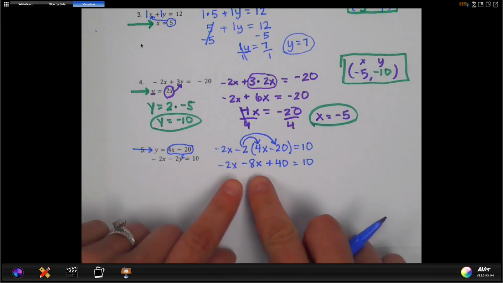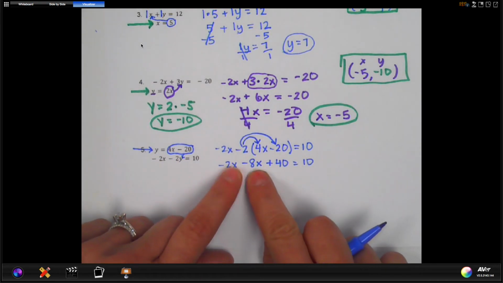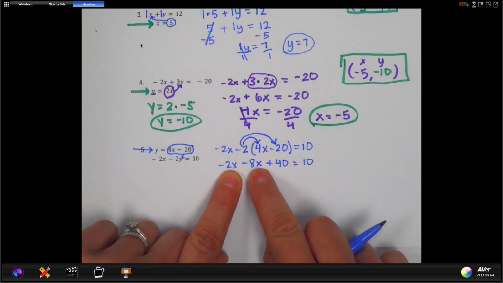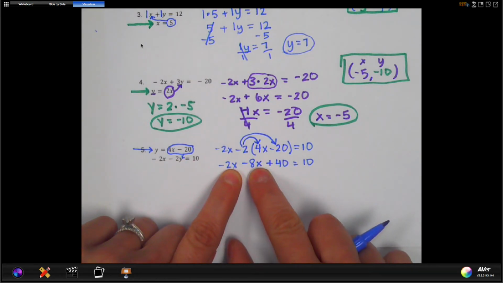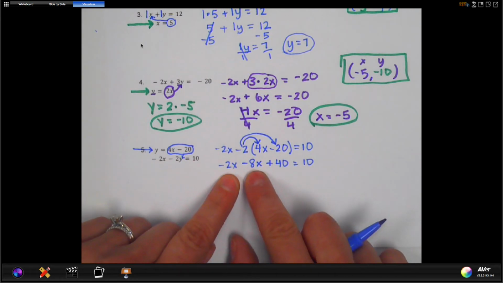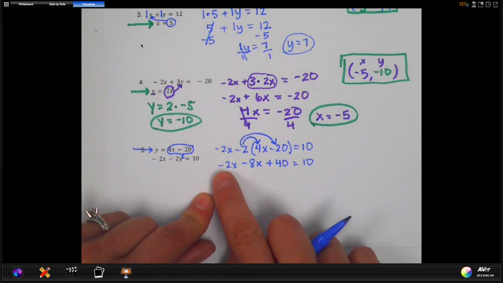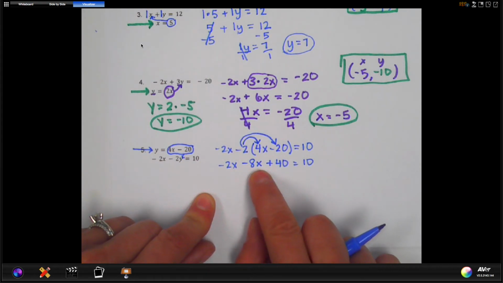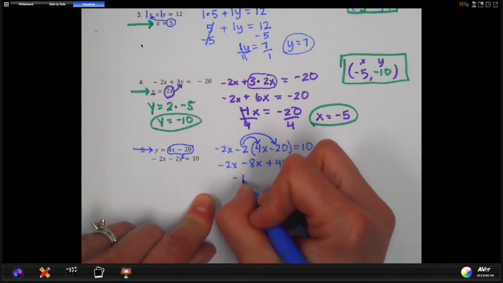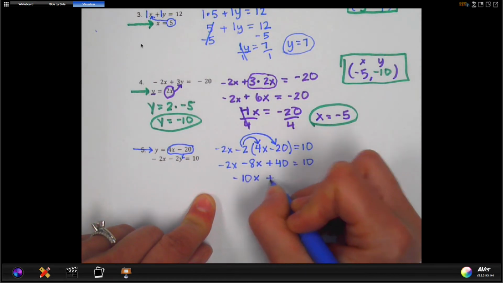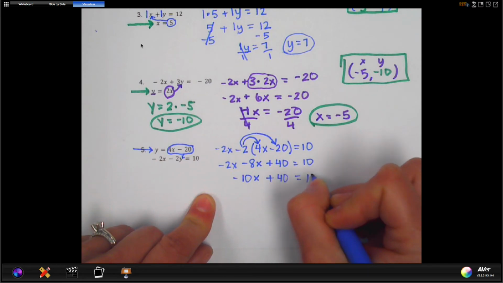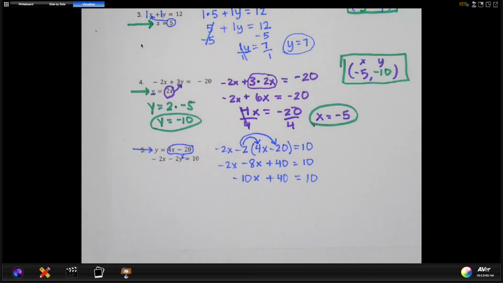So again, we have 2 different x values here, so we either need to cancel them or we need to add like terms. Again, they're on the same side, so we want to add like terms. So negative 2x minus 8 more x is going to give us negative 10x. Plus 40, bring that down, equal 10. And now you have your 2-step equation.